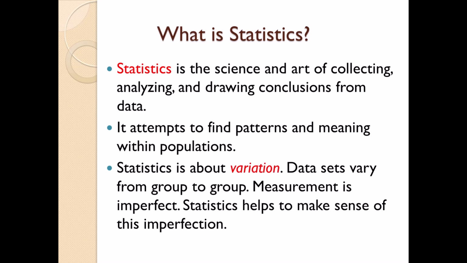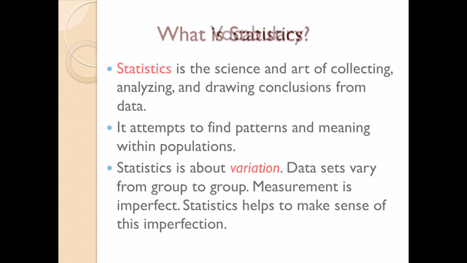The problem comes if I were to take a different group of 10 and come up with an average for that group. Can you guarantee me it'll be the same average as I got from the first group? See, it's probably not going to be the same. It would be a miracle if it were. So statistics is about dealing with that variation. Data sets just aren't the same from group to group. So measurement is an imperfection. Statistics is an art form that allows us to make some sense of this imperfection.